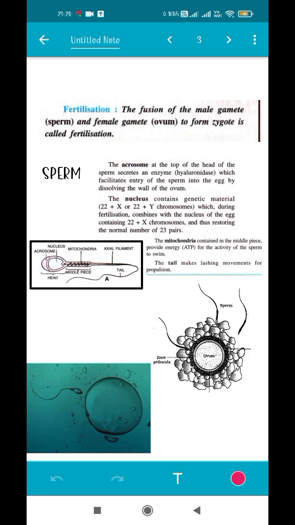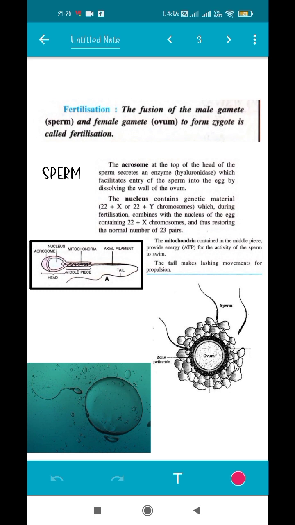Also, when the sperm unites with the ovum, the ovum also contains 23 chromosomes. The sperm also contains 23 chromosomes. So when they mix up, the entire 46 chromosomes of the human is complete. In this way, the 46 chromosome set is maintained.